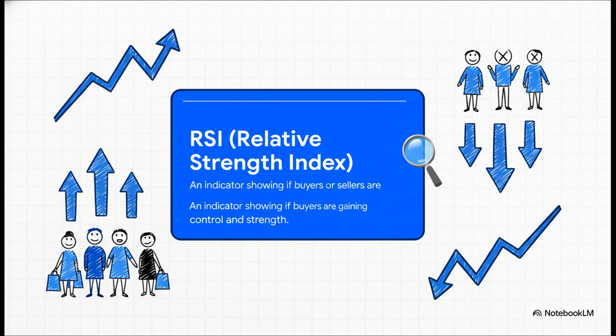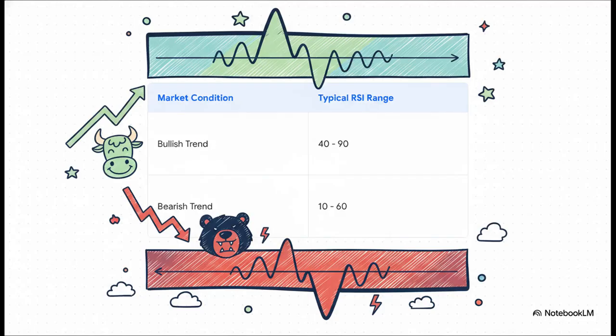And as it falls, well, that means sellers are getting the upper hand. But here's the thing. Forget just looking at overbought and oversold levels. This is the pro way to read the RSI, by its operating range. In a healthy bull trend, you'll see the RSI pretty much live between 40 and 90. In a strong bear trend, it'll hang out between 10 and 60. This is how you confirm the trend's health.